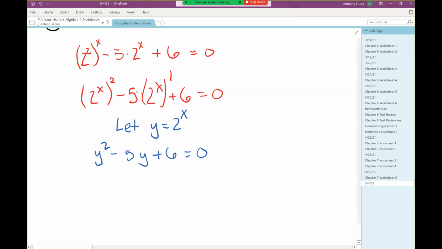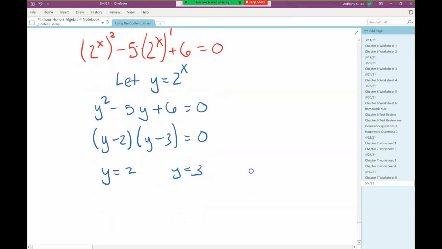What are the different ways we have to solve a quadratic? Factoring or the quadratic formula, basically, right? This one factors, though, doesn't it? What multiplies to give us positive 6 and adds to give us negative 5? Negative 2 and negative 3. So when I solve this, I get y equals 2 and y equals 3.